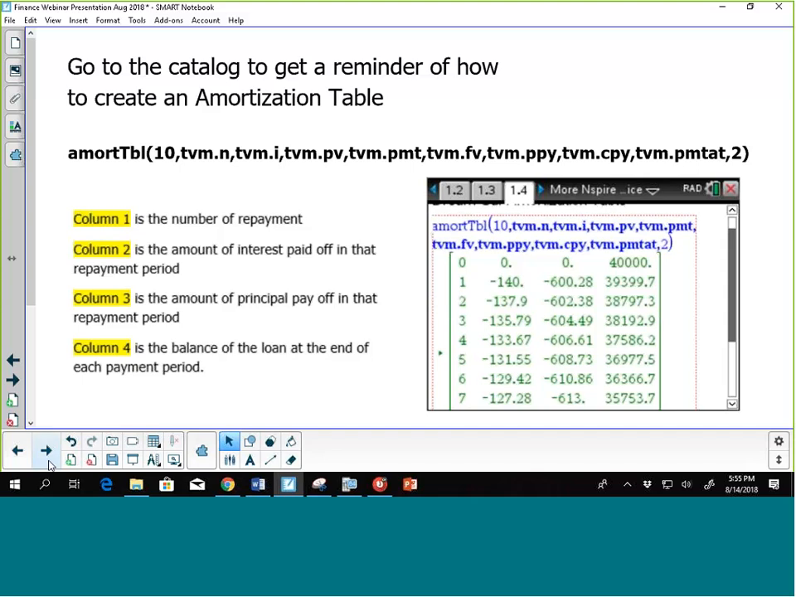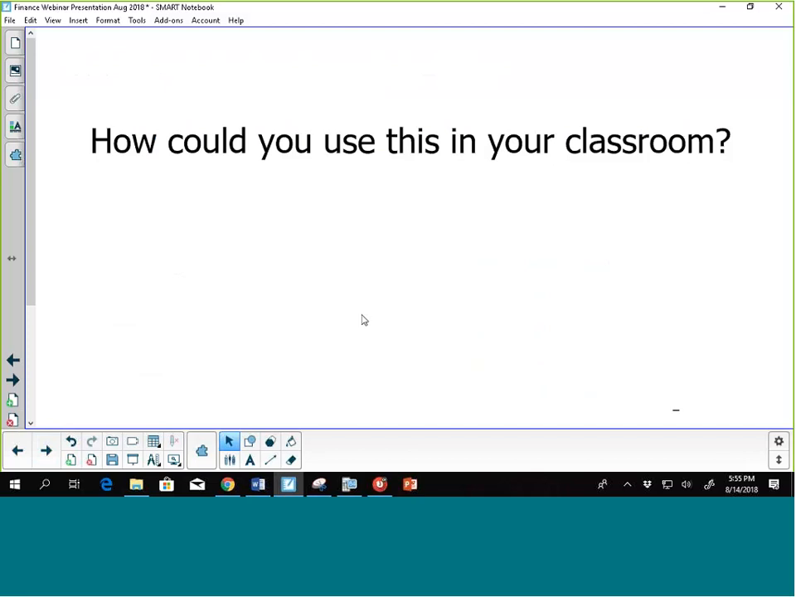Yeah, and then there were some other things. When it gets more complicated, again, this is just a TVM solver, so it's more of a simple situation. If you're going to make payments early, if you're going to be looking at credit cards, which do compound differently, that might be when we need different software, and we need other things. Absolutely. And then just things to think about is, how could you use this in your classroom? What are things that you could do?